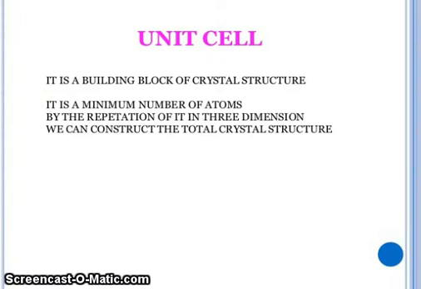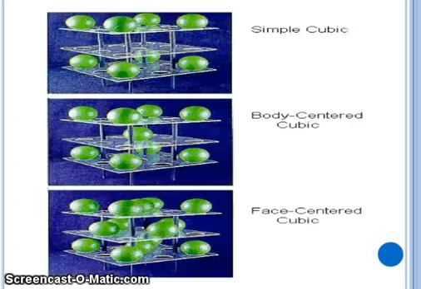Now friends, the unit cell. It is the building block of a crystal structure. It is the minimum number of atoms by the repetition of which in 3 dimensions we can construct the total crystal structure. So you can see SC, BCC and FCC.